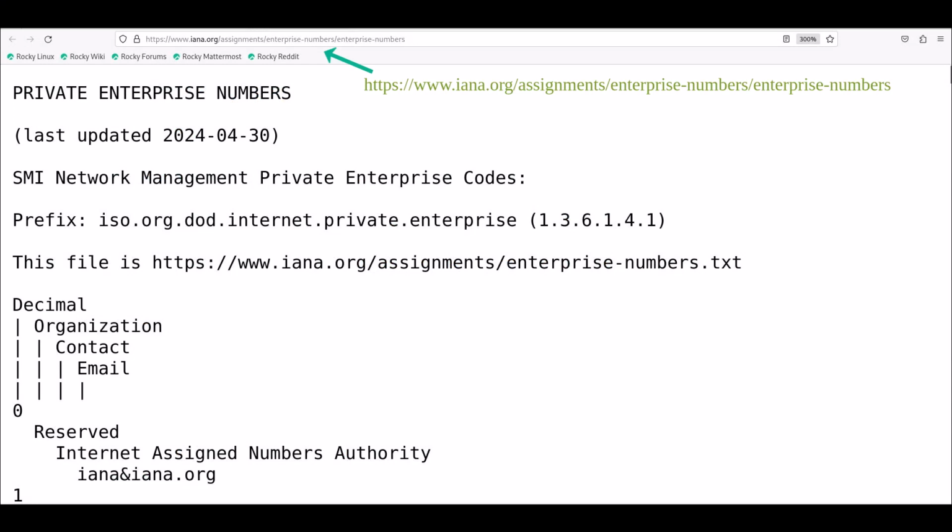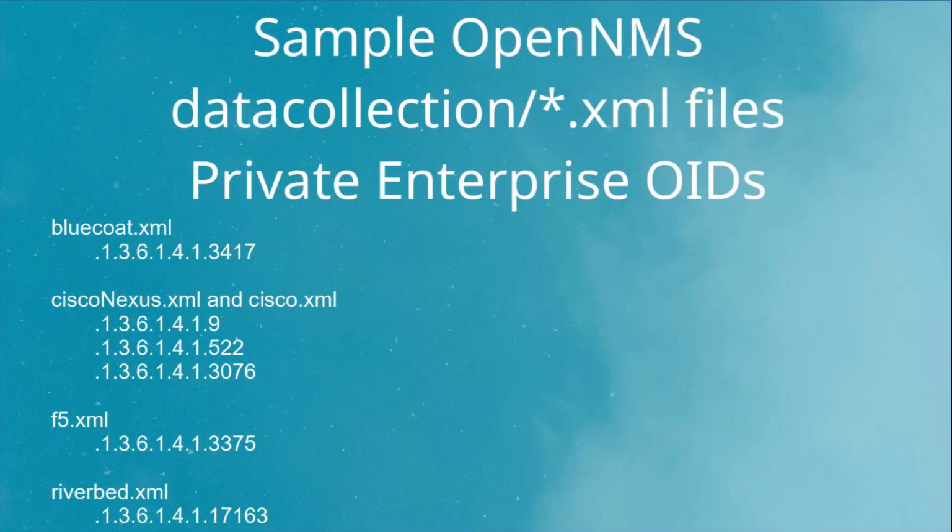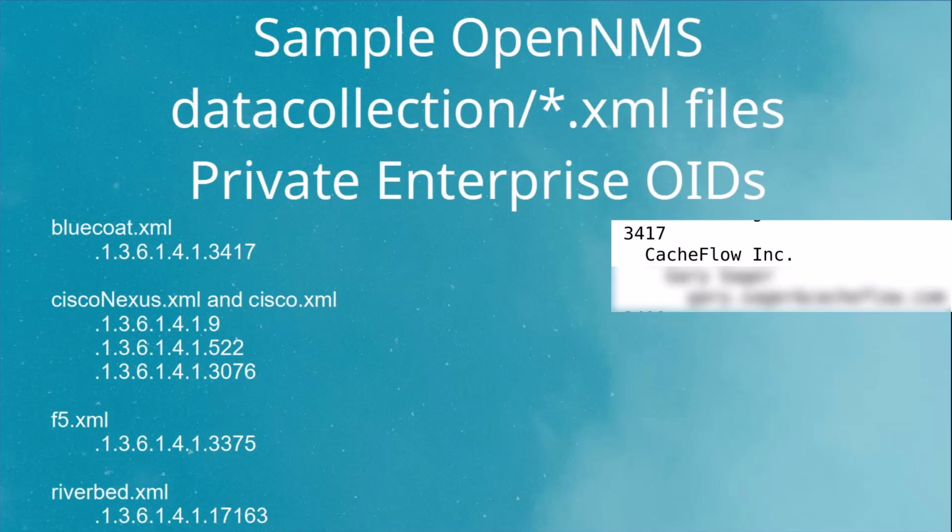Private enterprise numbers are assigned through IANA, the Internet Assigned Numbers Authority. The web page is shown. Compare the OpenNMS private enterprise OIDs to the IANA assignments. The Blue Coat number in OpenNMS is 3417. IANA has assigned that number to Cashflow Inc. According to Wiki, Blue Coat was known as Cashflow until 2002.